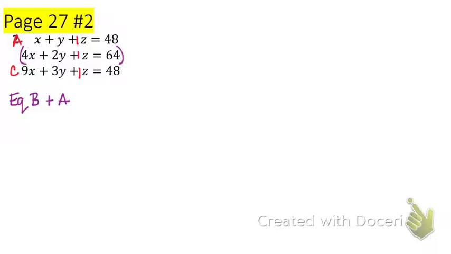So let's take this equation B and multiply this by -1 all the way through. So that would give me -4x minus 2y minus z, as in zebra. I always make my z look different so you don't get it confused with a 2. That equals -64.